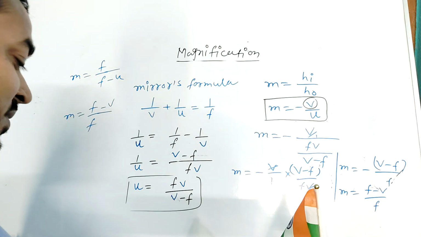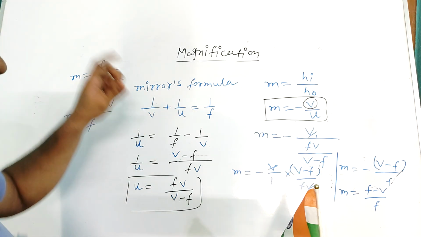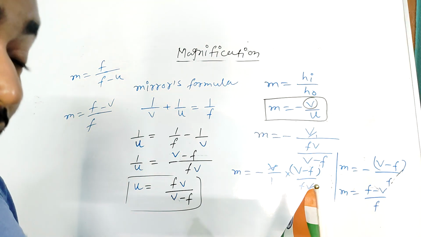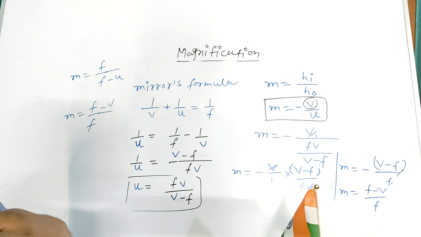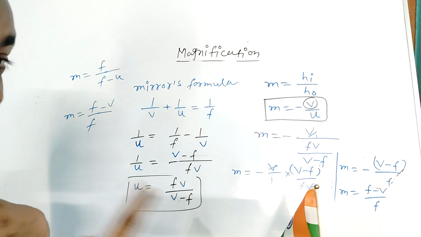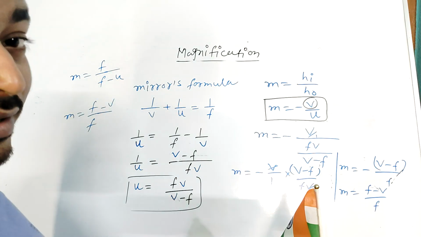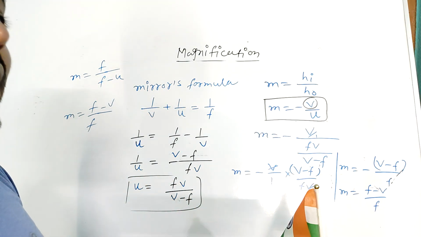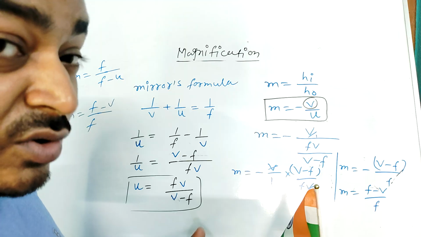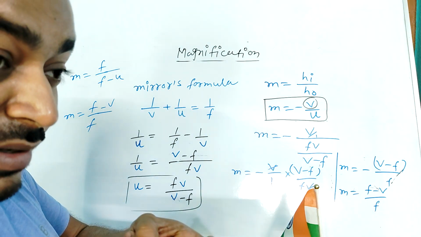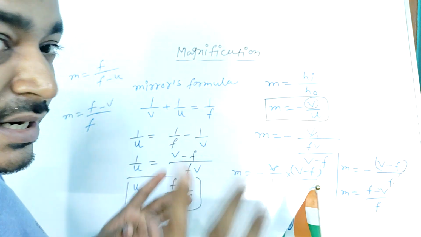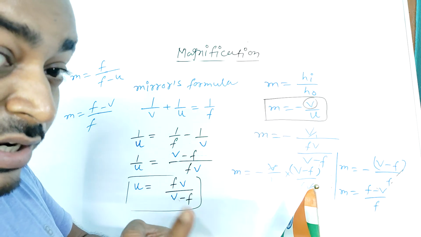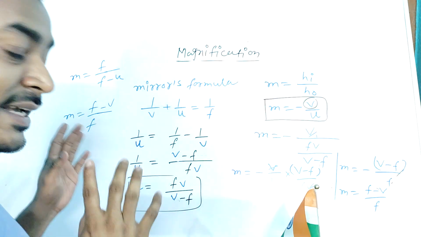Okay. So again a few points. For real image, what do you have to put? Magnification is a positive value? For real image, positive value of magnification. Then for virtual image... I said the opposite, sorry. For real image, magnification is negative.